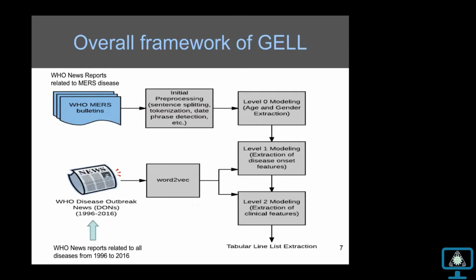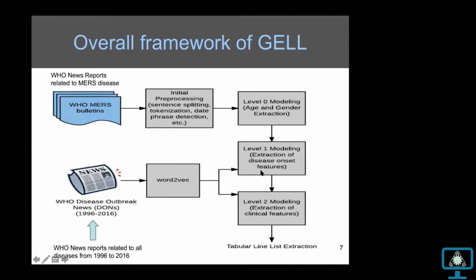So this is the overall framework for this GEL methodology that we have. We start with the WHO MERS bulletins that we are getting, and these are public. There's a whole range of pre-processing that happens for these news reports. There's tokenization or lemmatization. There is splitting of sentences because sometimes these sentences are compound sentences and you're better off splitting them and then analyzing each of them separately. We want to extract specific phrases pertaining to dates and locations and so on.